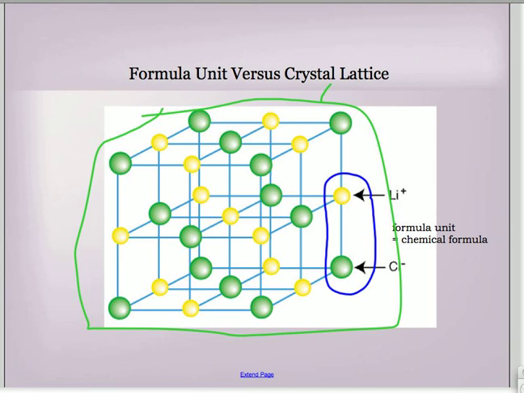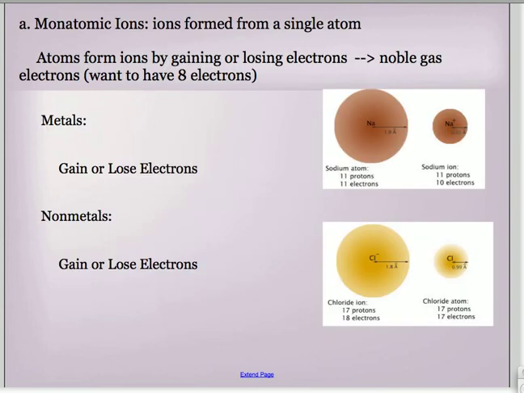A couple simple things about our actual ions is we're going to look at just monatomic ones today. We'll look at different ones later. Mono means one. So this is an ion. And remember, if you're an ion, you have a charge. And you can be positive or negative, and you're making it from a single atom.